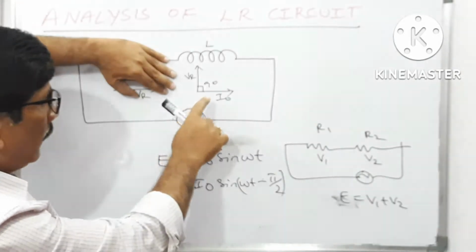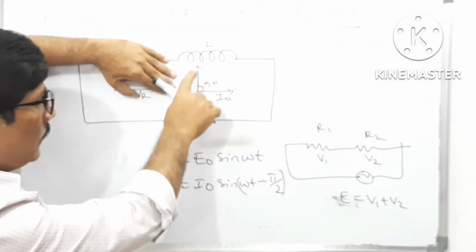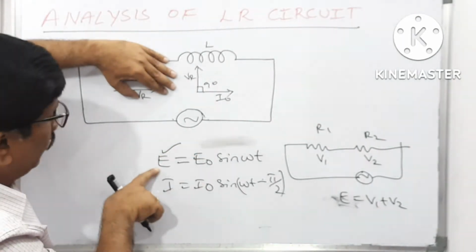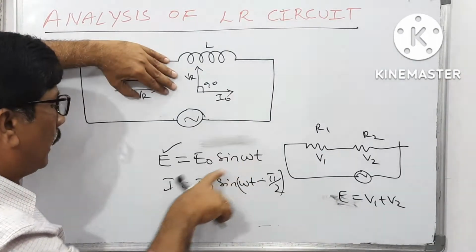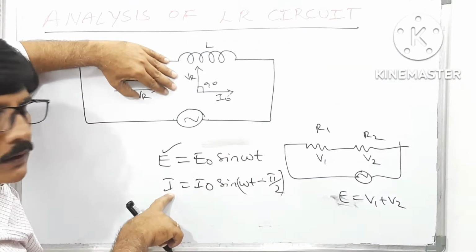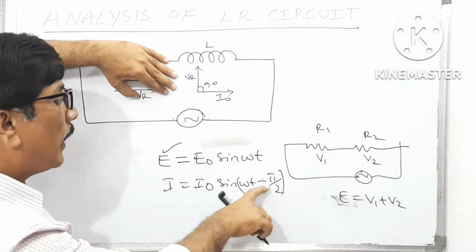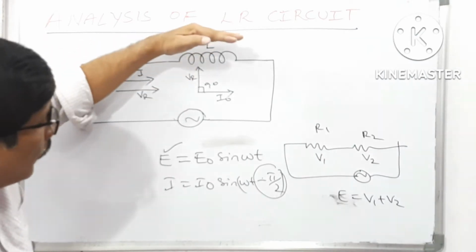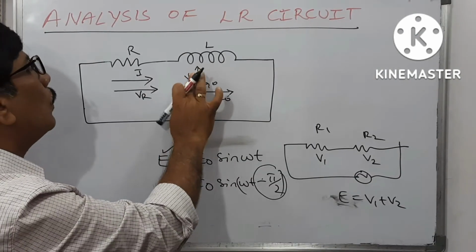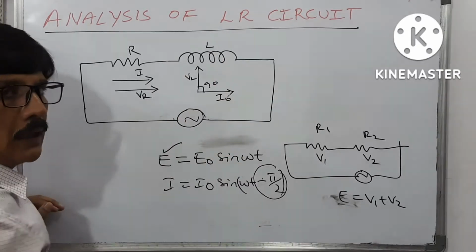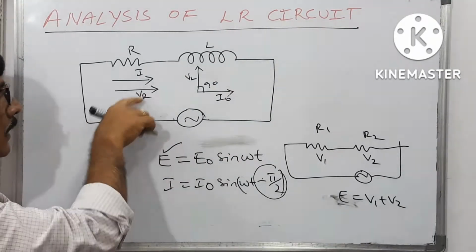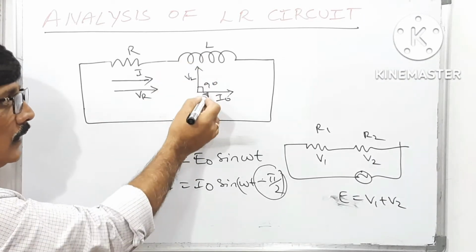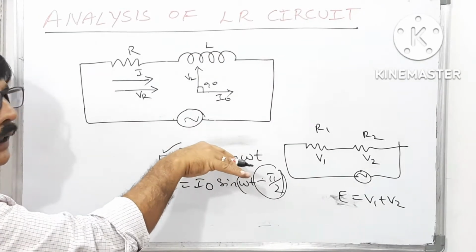That means, when the AC passes through the inductor, at any particular instant of time, if the electromotive force is equal to E0 sin omega t, the instantaneous current is I0 sin(omega t minus pi by 2). That means the current is behind the voltage by 90 degrees. This is the voltage across the inductor. Voltage across the resistor is in the same direction as the current. But voltage across the inductor is 90 degrees ahead of the current.